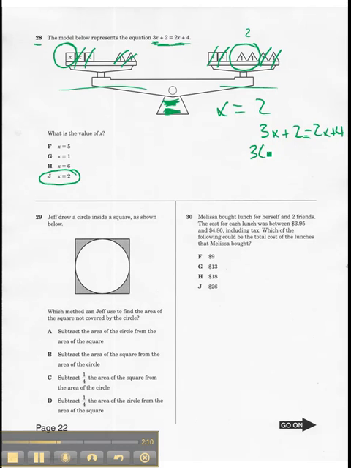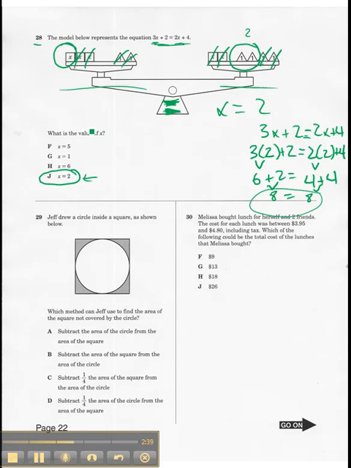3 times x, so 3 times 2 plus 2 should equal 2 times x, or 2 times 2 plus 4, if we have the correct value for x. 3 times 2 is 6 plus 2 equals 2 times 2 is 4 plus 4. 8 equals 8. That's true, so we know our value for x is correct.